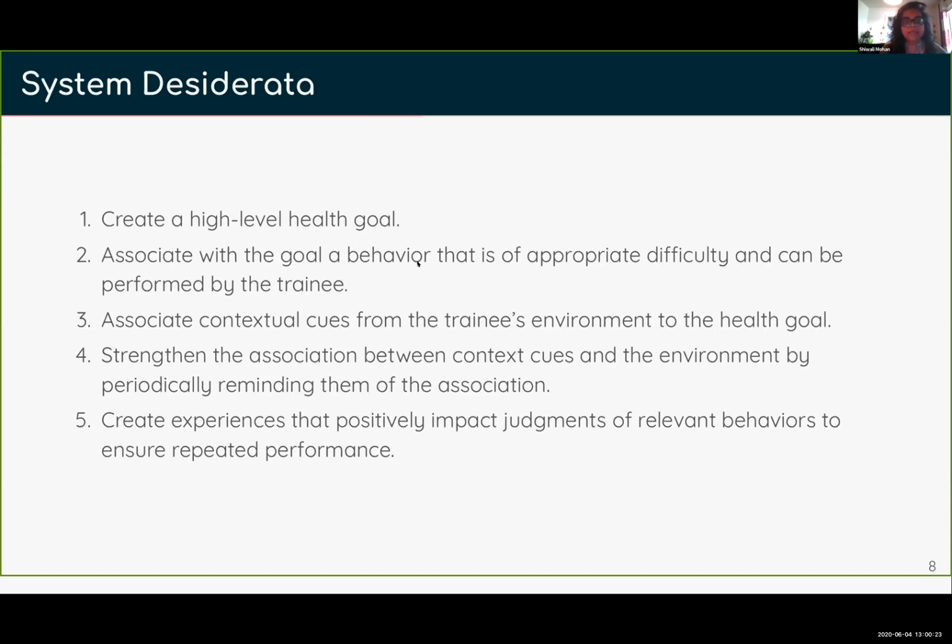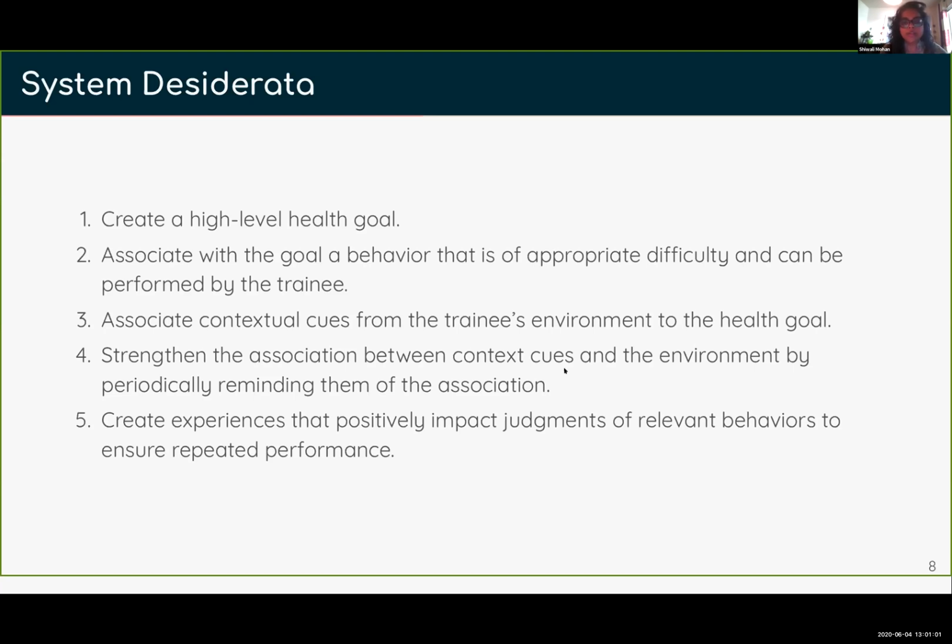Then you want to help the trainee associate the goal with a specific behavior. Just having a goal saying walk every day is not very useful, but you have to associate it with something extremely specific, like walk for 15 minutes every day. And then you want to associate contextual cues from the environment to the goal. This helps in recall of that goal when the right context arises. So you might want to associate the exact time the trainee is going to be performing that behavior, and help them remind themselves that they have to go for a walk at 5 p.m. in the evening.